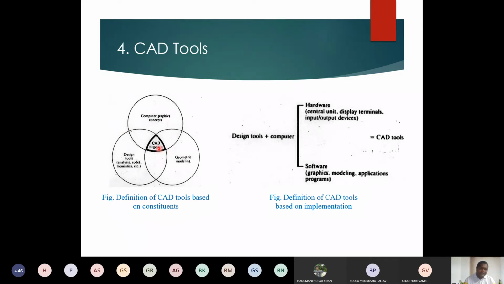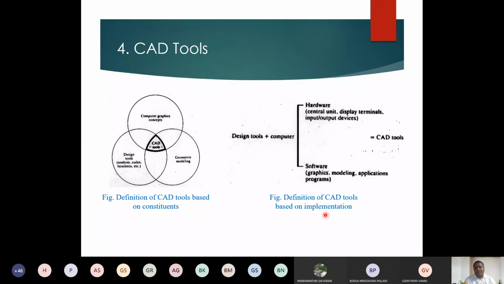One is that a CAD tool is a combination of certain computer graphic concepts. It also has some design tool. It is also following some geometric modeling techniques. Okay, so this is the diagram which helps you define the CAD tools based on the constituents. These are the three constituents of any CAD tool.